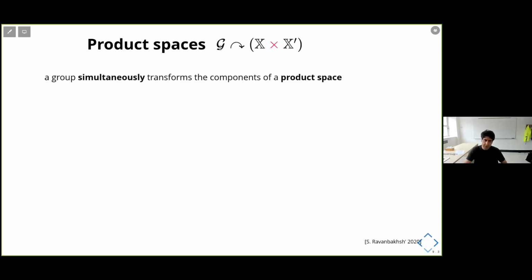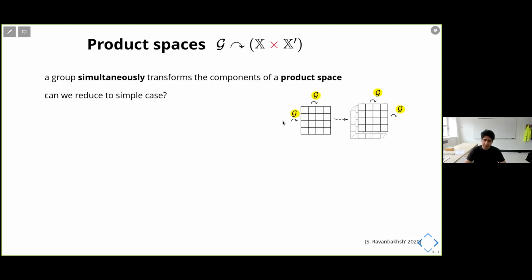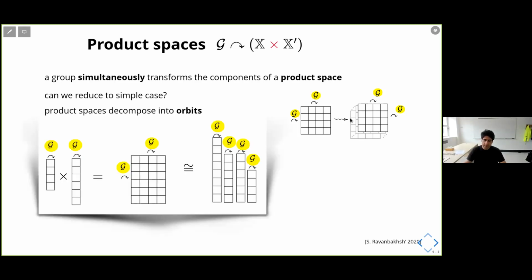This action of the group on product spaces is different from what we had for direct product of groups. In this case, we have a group that is now simultaneously transforming X and X prime, simultaneously transforming the product space. And the question is now, can we reduce the equivariant linear map in this case to the simpler ones, like we did for the direct product of the groups? The answer is yes, but it's more complicated.